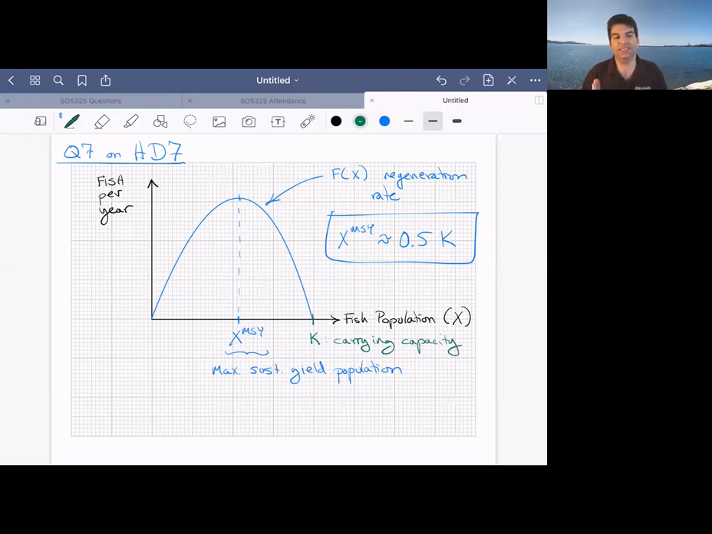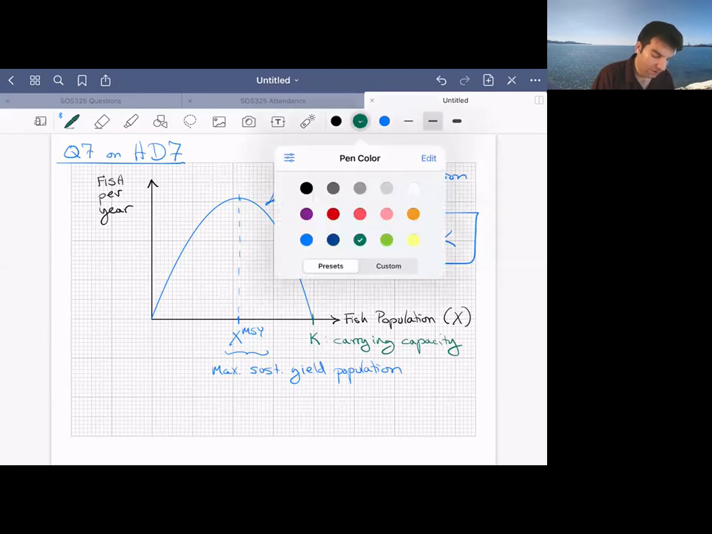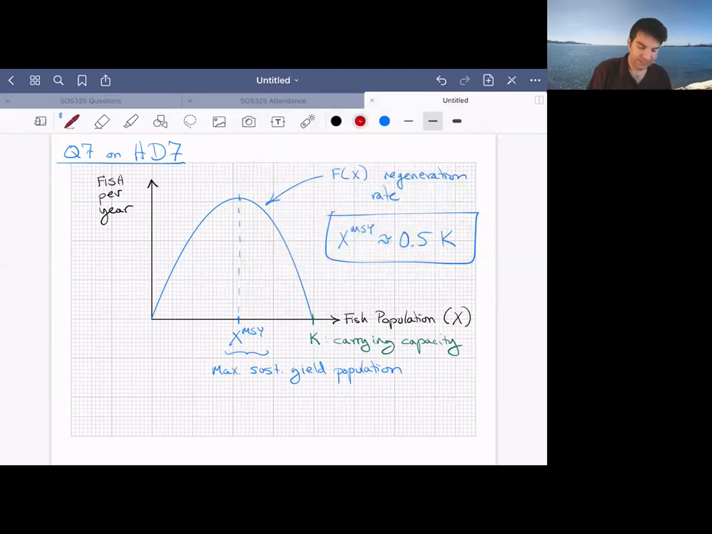Then on the curve, indicate the steady state populations that correspond to no harvesting effort and the maximally sustainable harvesting effort. And so the no harvesting effort case is, if I have no harvesting effort, so there's no boats, then my fishery will reach steady state at carrying capacity. So the E equals 0 case corresponds to a steady state population of the carrying capacity.